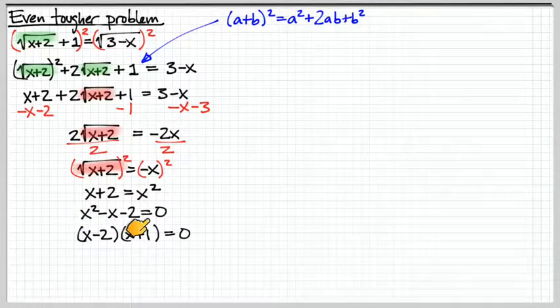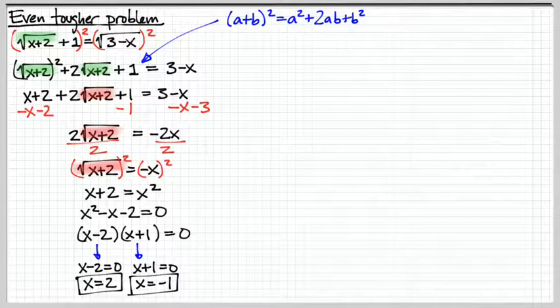We notice we have a quadratic here. We get to our quadratic and we attempt to factor it. If we can't factor it, we use the quadratic formula, but we can factor it. And we can then find two possible solutions. X is equal to 2, x is equal to -1.